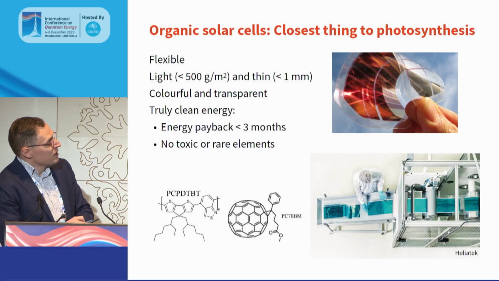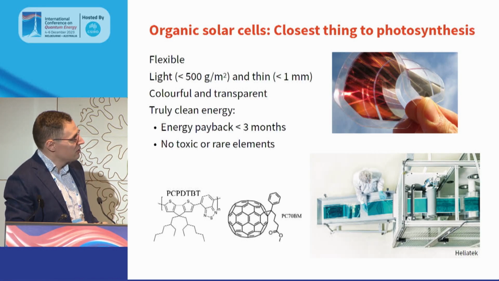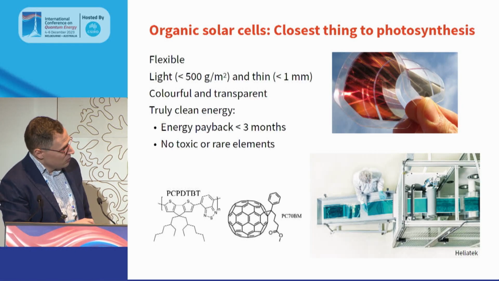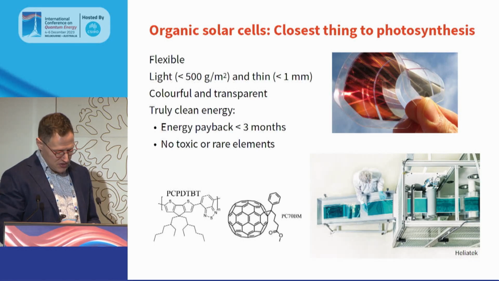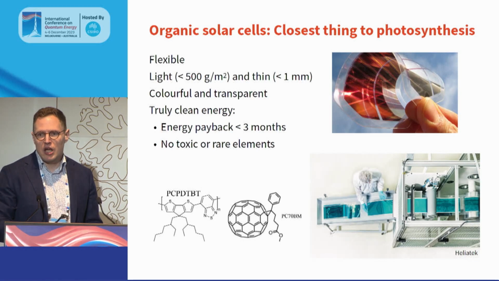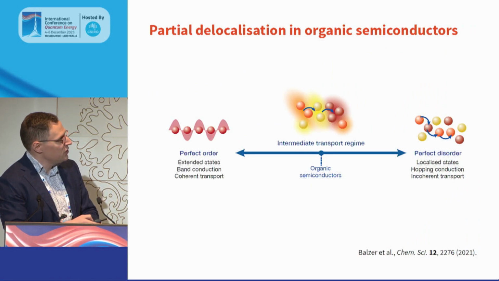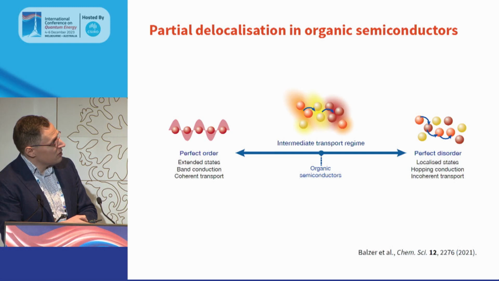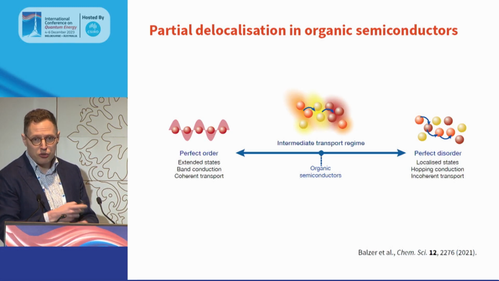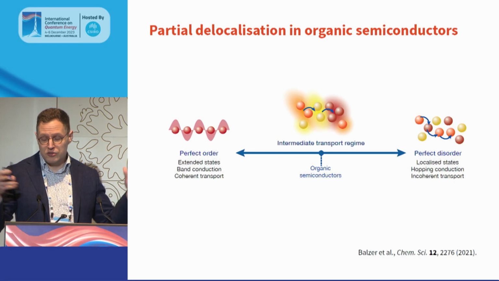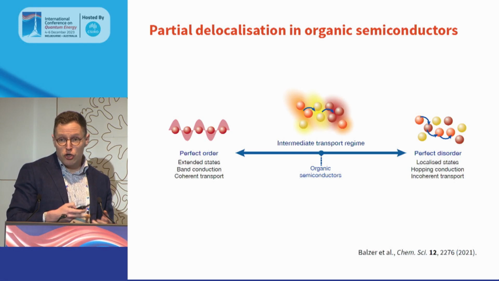Now, speaking of devices, I've also been working on organic semiconductors, which are made of organic molecules. They're flexible, they're light, they're thin, they're colorful, they're semi-transparent, they're truly clean energy. You can print them roll to roll, and they're the closest thing we have to photosynthesis in how they operate. Now, I won't have time to go into the details, but what we've found over the past number of years is that the usual approximation that people in this field make, which is that the transport of charges and excitons in organic semiconductors is by hopping from one molecule to another, is not correct.